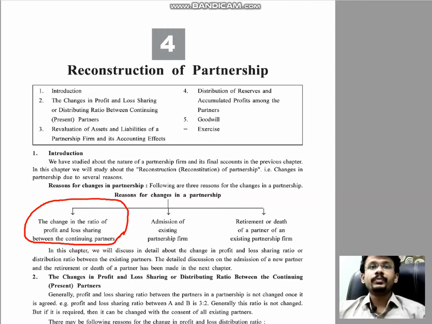Next, there can be admission of a partner. That means there is a partnership firm in which there are already 3 partners and now we want to include a fourth partner, so there will be 4 partners, and that also will bring a change in the partnership. Next, there is retirement or death of a partner. That means there is a change in the constitution because of death or retirement.